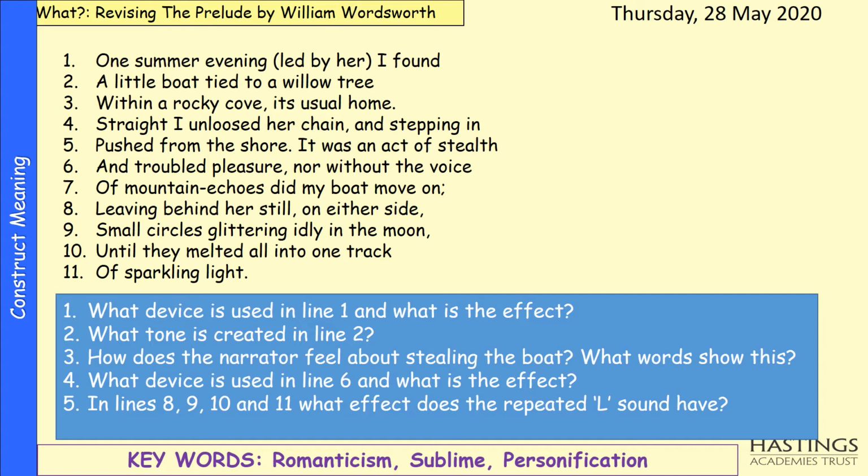Number 2, what tone is created in line 2? So he says he found a little boat tied to a willow tree. What that creates there is quite a calm, peaceful, rural setting. Okay, a little boat, it's not very intimidating, almost quite sweet, and tied to a willow tree, it seems quite idyllic and, yeah, like I said, very peaceful and calm, like nothing could go wrong.